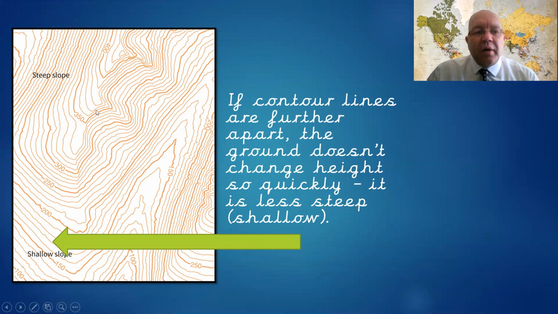So if the contours are really tightly packed, really close together, it means that you're climbing very, very quickly. If they are spaced further apart, then it's not very steep. So the slope is shallow and it should be easier to walk. Okay.